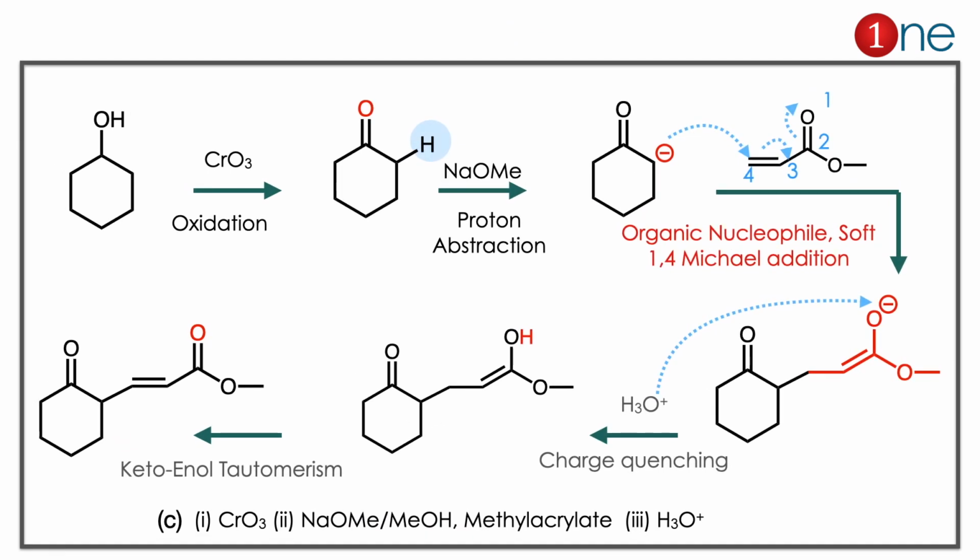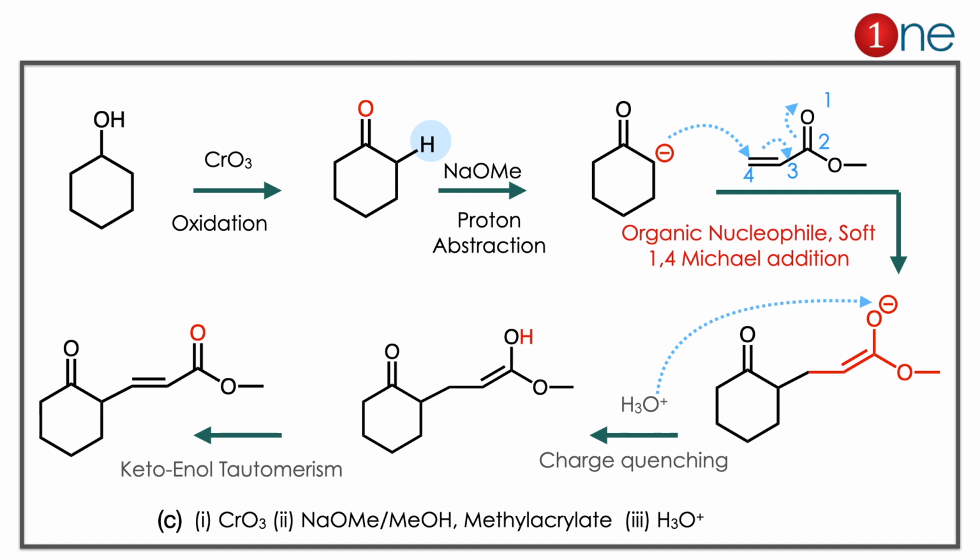The answer C contains chromium oxide and base, methyl acrylate and hydrolysis. Let us see how it is proceeding. You have an alcohol, and the first reagent is chromium oxide. So the oxide converts OH into C double bond O, a ketone. Functional group conversion: the alcohol becomes a ketone there.